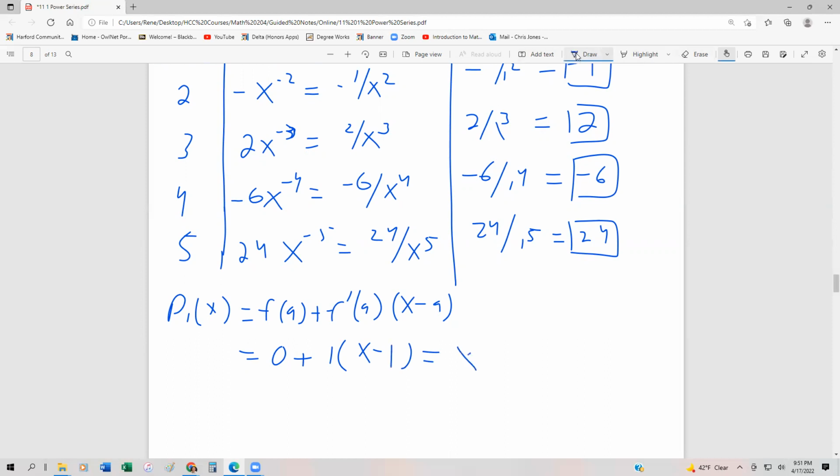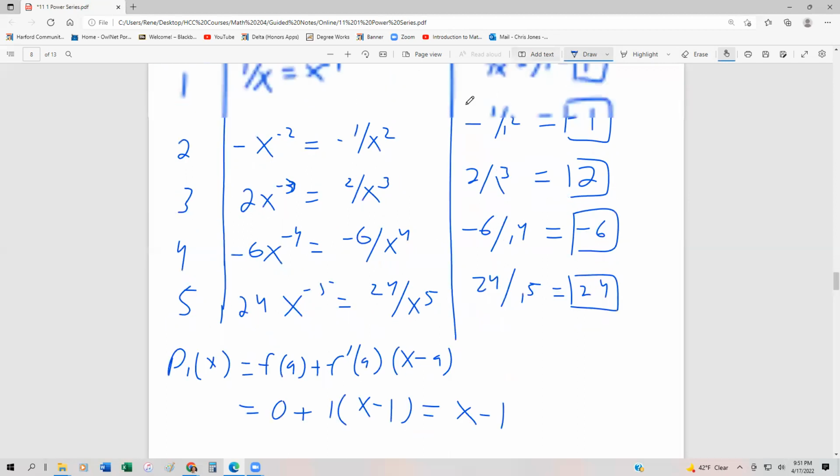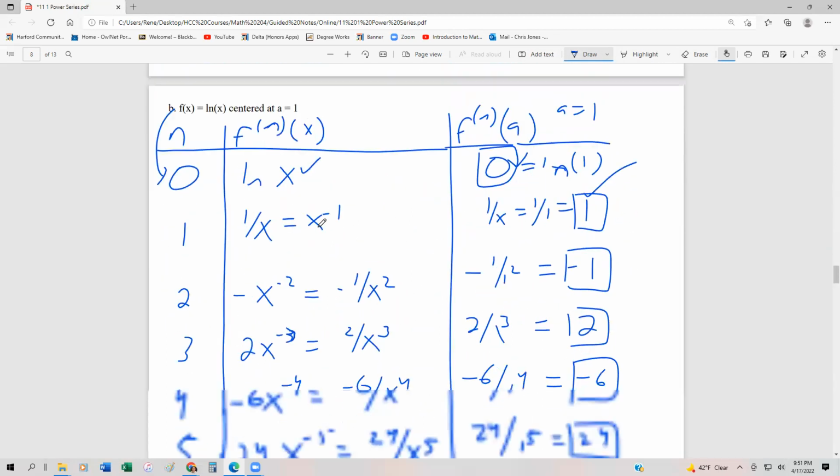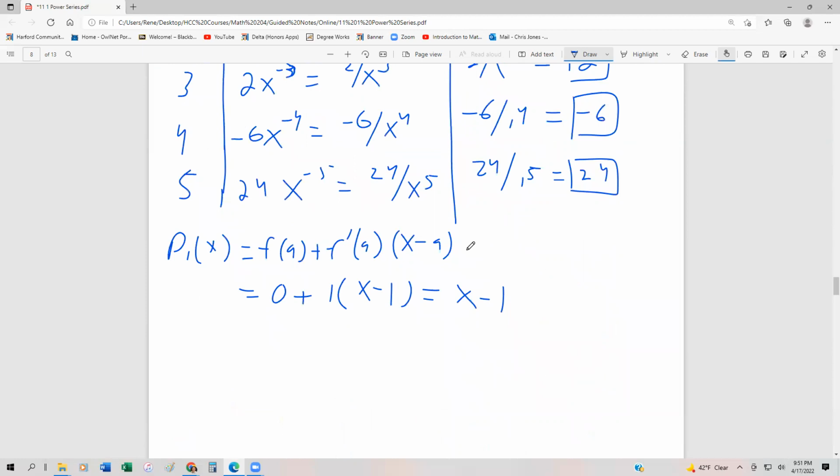So we wind up with x minus 1. Remember, this time a is equal to 1, so it's not going to be x minus 0 for us. Okay, so that's P1. Now for P2, remember that's the original, or what we just had for P1.